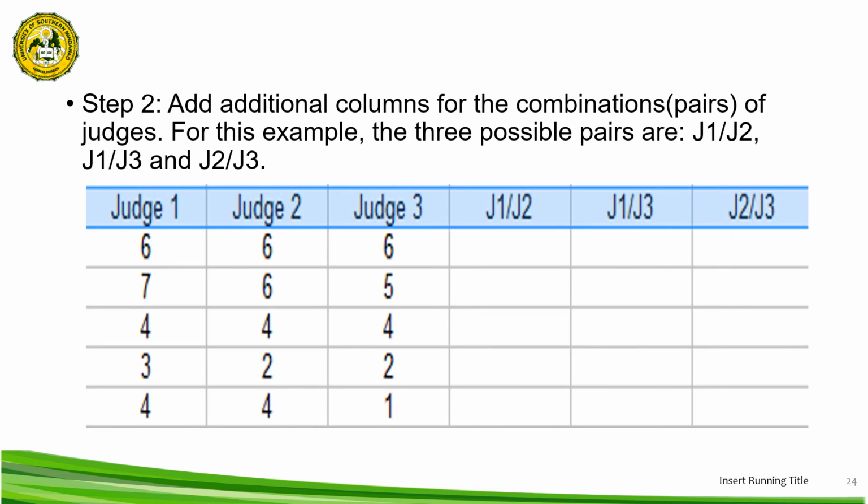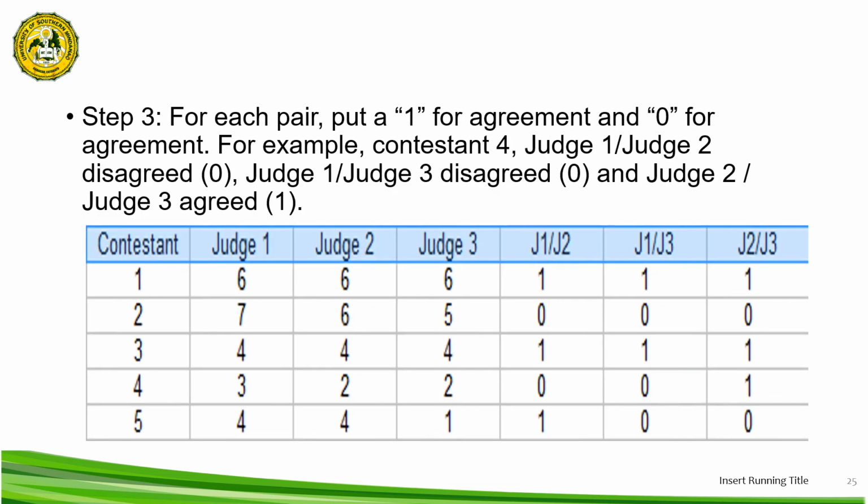Step 2, add additional columns for the combinations of pairs of judges. For this example, the 3 possible pairs are judge 1 and judge 2, judge 1 and judge 3, and judge 2 and judge 3. Step 3, for each pair, put a 1 for agreement and 0 for disagreement. For example, for contestant 4, judge 1 and judge 2 disagreed, so it would be 0. Judge 1 and judge 3 disagreed, so it is also 0. And judge 2 and judge 3 agreed, so it is 1. And so on, it follows.